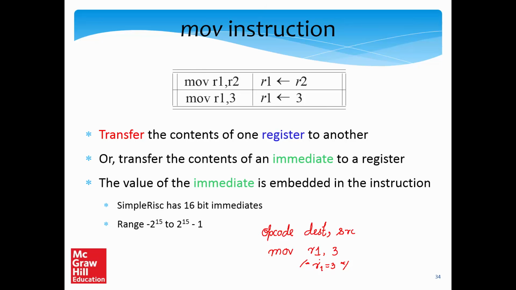Also, we can have a statement x equals y. So in this case, this is same as move R1, R2, where the contents of R2 are moved to R1. So the value of the immediate in this case is actually embedded inside the instruction. So SimpleRisc supports 16-bit immediates, and the range of an immediate is, so this is a 2's complement number, the range of an immediate is from minus 2 raised to the power 15 to 2 to the power 15 minus 1. So this is the standard 2's complement range for a 16-bit number.